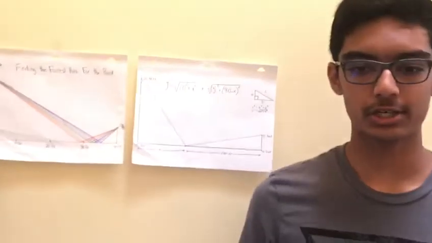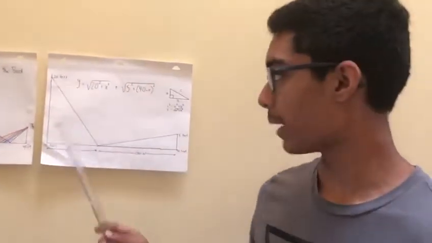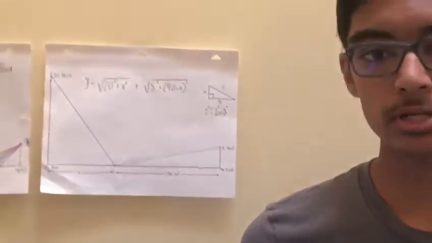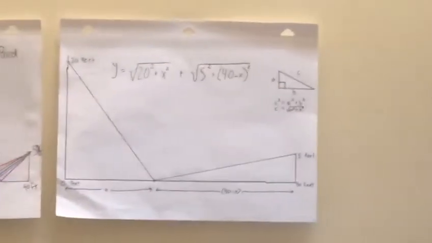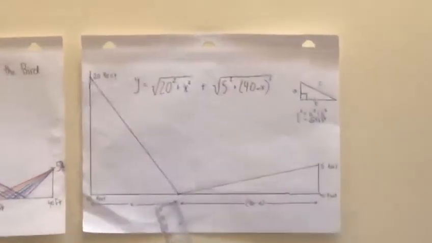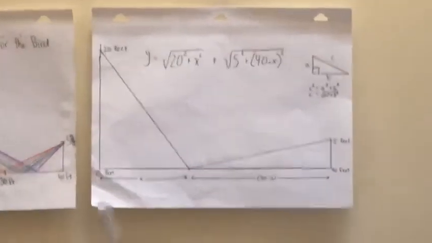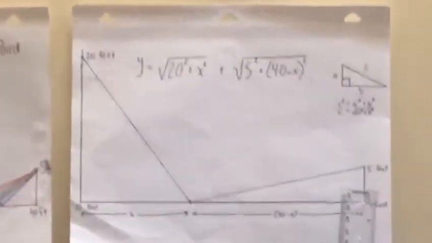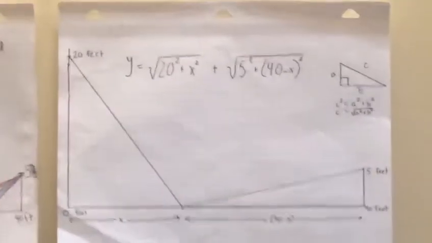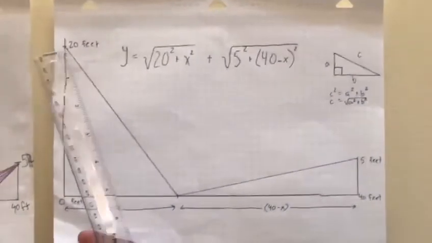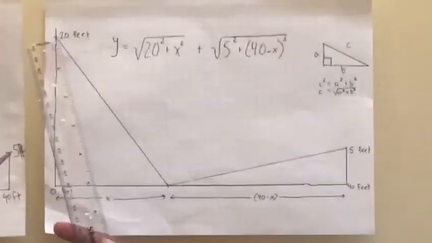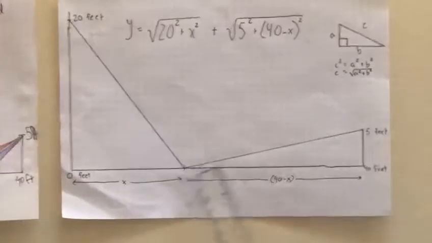Okay, so I tried the problem, but instead of graphing, I made an equation and then I put the equation in my graphing calculator. So we can let the point where the bird flies to be x, and then the remaining distance on the ground be 40 minus x. And we're trying to find out the distance of this line and then this line, because that's going to be the bird's flight path.